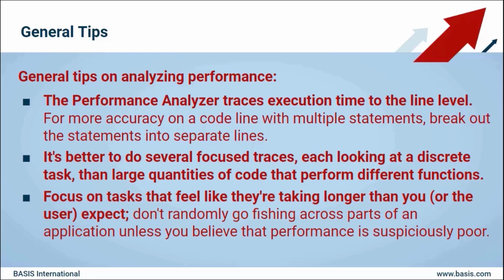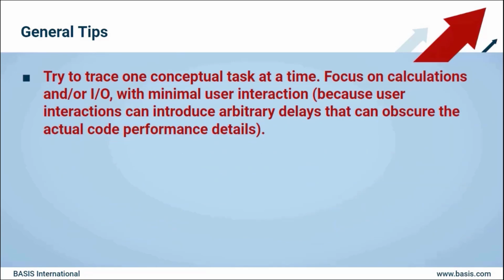Finally, we want to focus on tasks that feel like they're taking longer than you or the user expect. So you don't want to randomly go fishing across large parts of an application unless you believe that performance is suspiciously poor. And even in those cases, you're going to get the best information if you break it up into several focused traces. You want to try to trace one conceptual task at a time. Focus on calculations and I/O, especially things with minimal user interaction, because user interactions can add arbitrary delays that can really obscure the actual code performance.